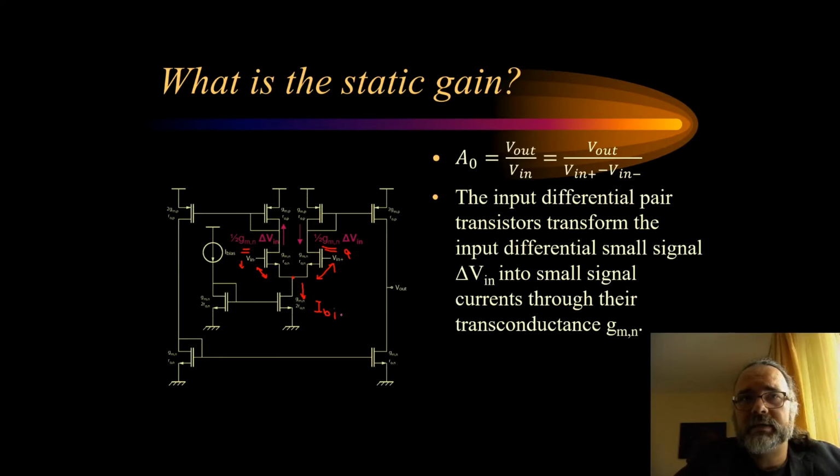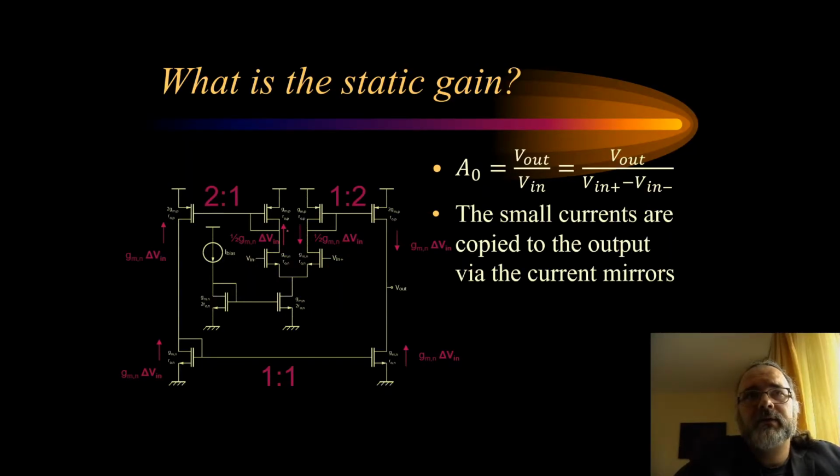This is the tail current. Now these two currents will be copied through the current mirrors. So we'll see the same small signal imbalance here at the output, but multiplied by the coefficient of the current mirror, 1 to 2. So we will lose this 1/2 here. In this branch it will happen the same.